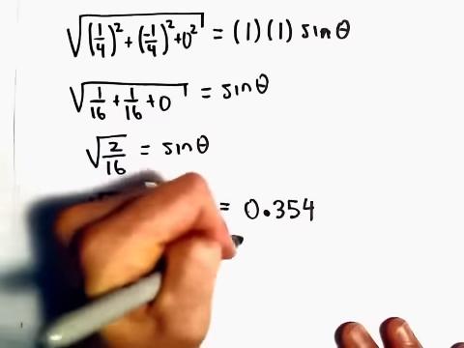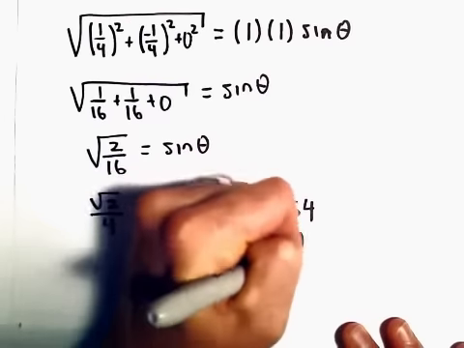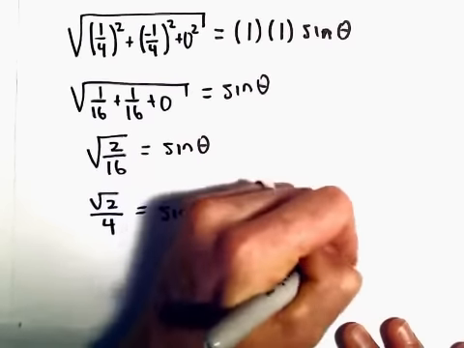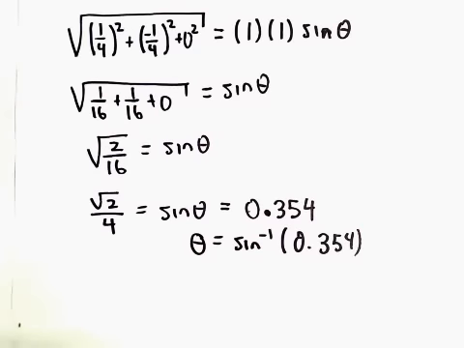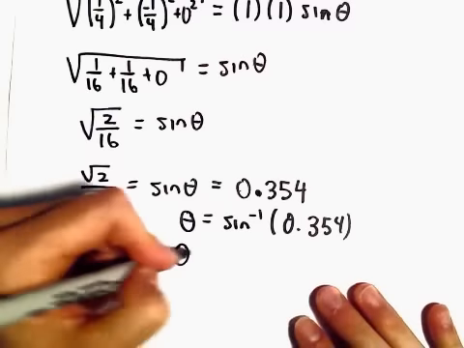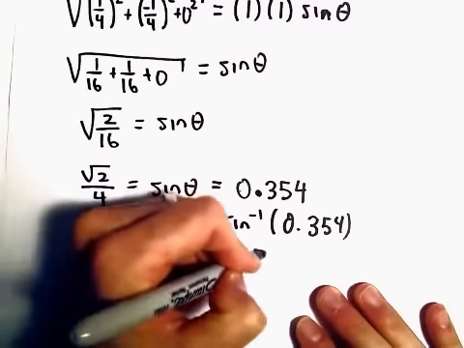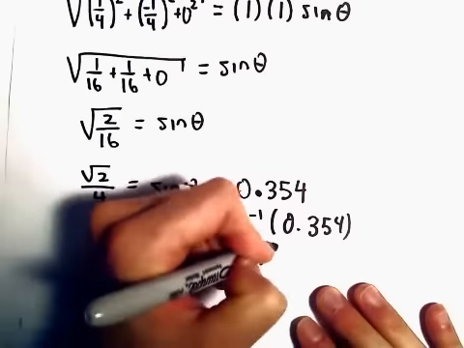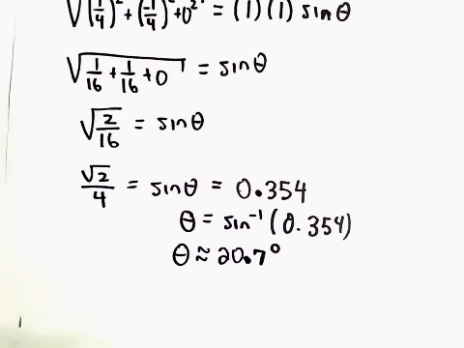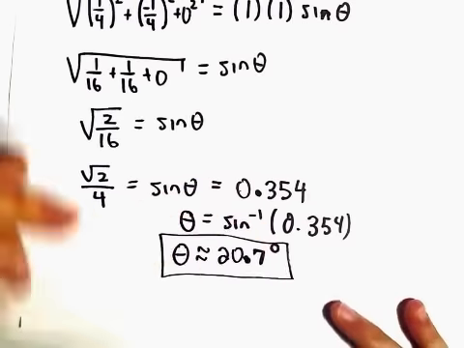So we'll get theta equals arc sine of 0.354. So let me plug this into a calculator real quick. So arc sine of 0.354, make sure everything is in degrees. I'm getting theta to be roughly equal to 20.7, we'll just say 20.7 degrees. So that's one of our possible solutions.